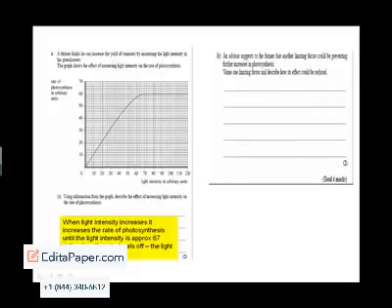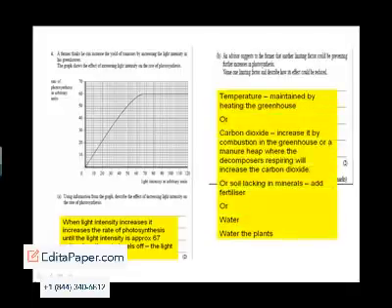Part B. An advisor suggested to the farmer that another limiting factor could be preventing further increase in photosynthesis. We're asked to name the limiting factor and describe its effect. Here I've put several limiting factors down. Firstly, temperature. Temperature could be the limiting factor, and it can be maintained by either heating or cooling the greenhouse.